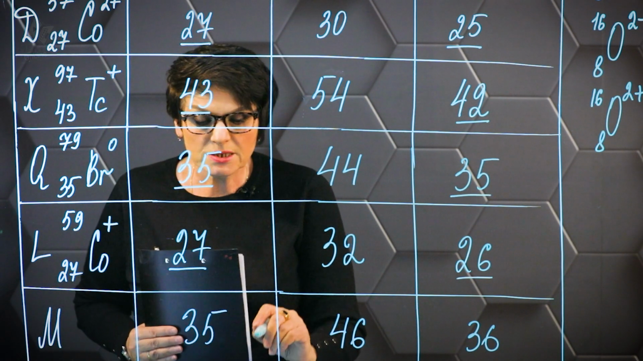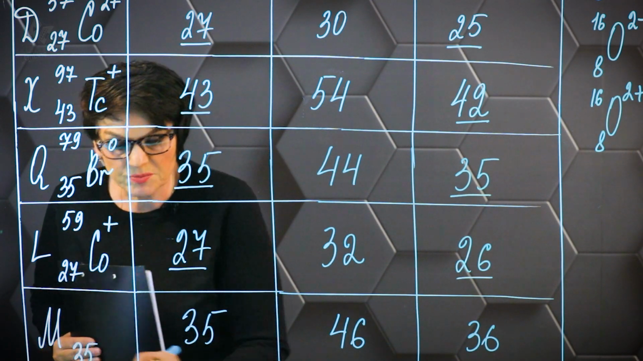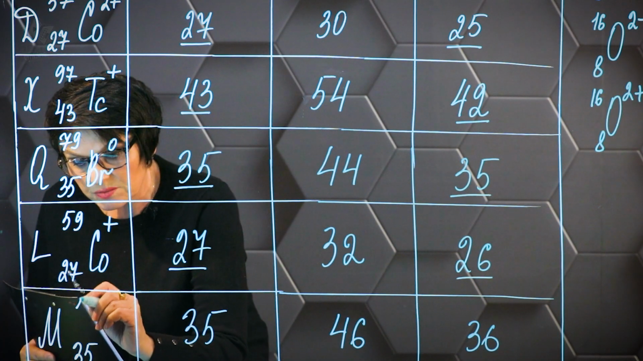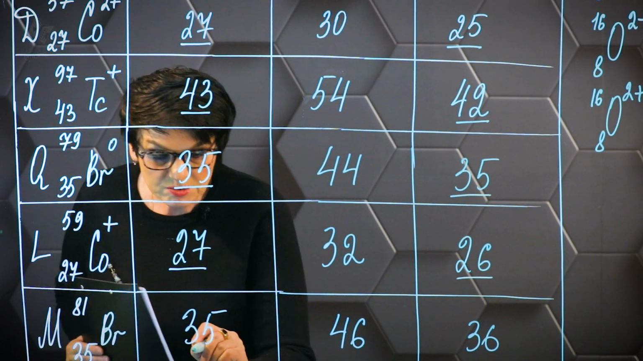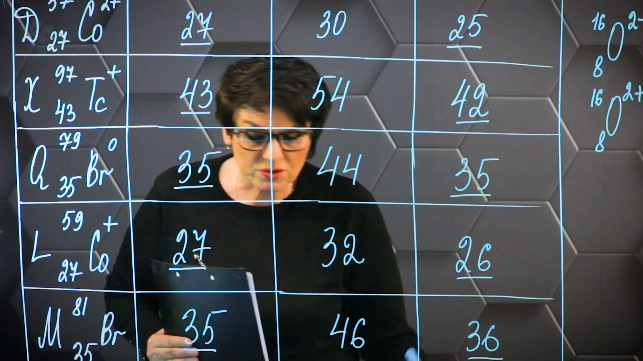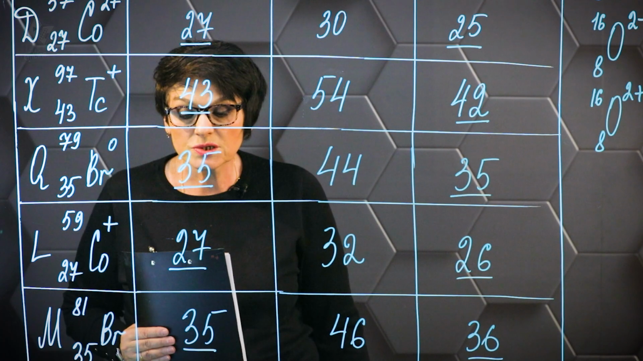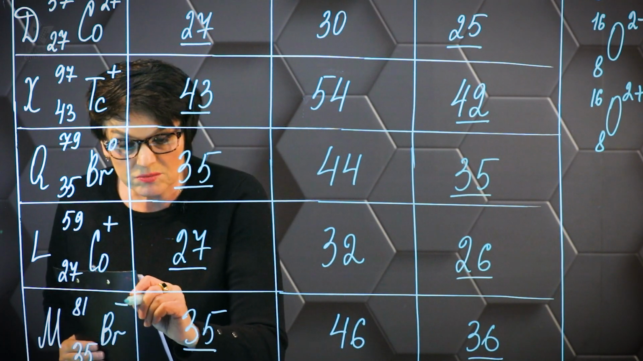The last element is the 35th element, so number 35, the mass will accordingly be 81. Now this is the element bromine. Now we again compare protons and electrons and see that there is one more electron, and therefore bromine will receive a minus charge and will become an anion.